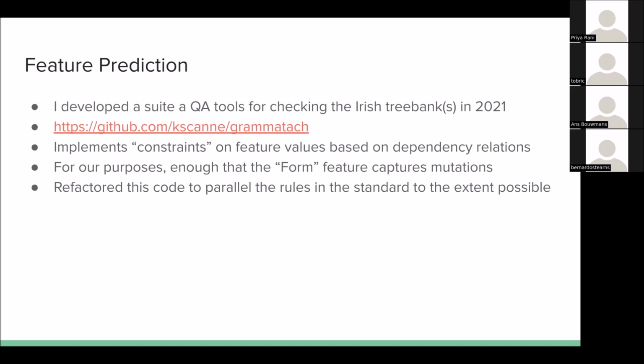So what I did was I originally was aiming at trying to improve the treebank and doing QA. But what I recognized was that the suite of QA tools could be used to produce exactly the kind of training data that we need. And the first thing that I did was I rewrote the code so that it effectively completely parallels the rules in the printed official standard of Irish.